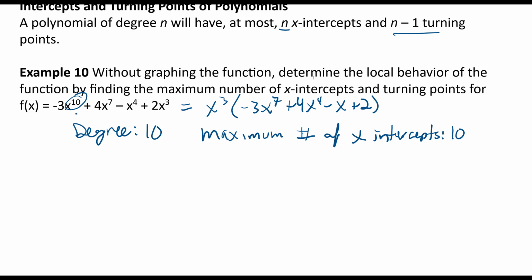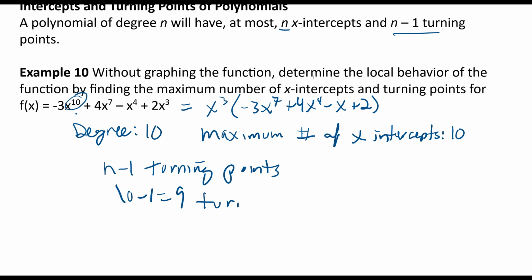And then if degree is 10, we have n minus 1 turning points maximum. So that'd be 10 minus 1 is 9. And there'd actually be less than that because of this x cubed. It is going to cross at the x-intercept, though, because that's an odd number. But I think I'm getting ahead of myself. 9 turning points maximum. Okay. Let's go on.